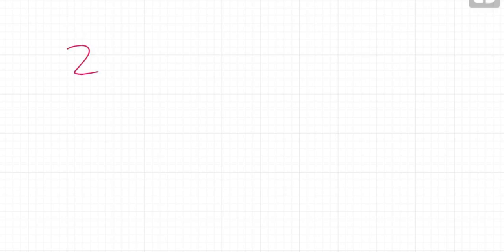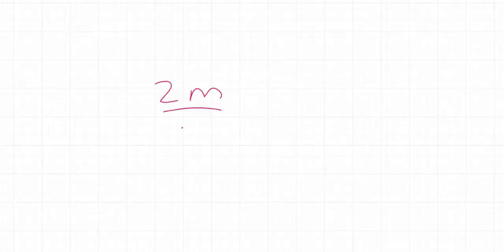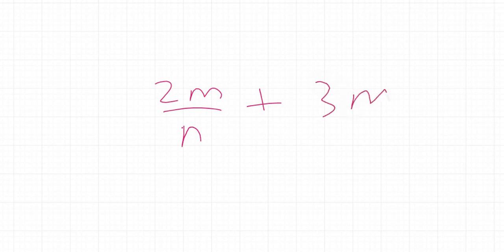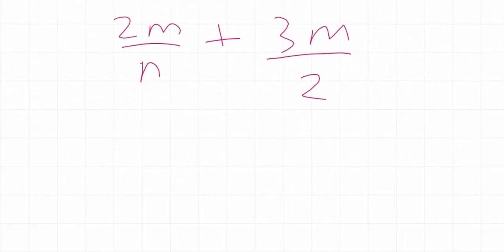So let's look at another one. What if I have 2m divided by n, then n, and we say 3m divided by 2. Now we could do this two ways. We could do the traditional way of finding the lowest common multiple, or we could try to find a number that when we multiply the fractions they share the same denominators.